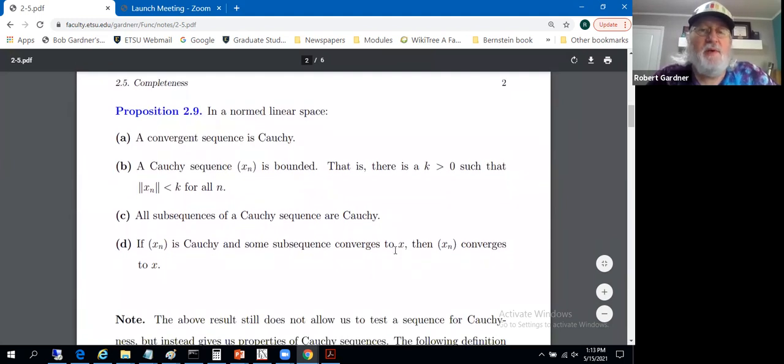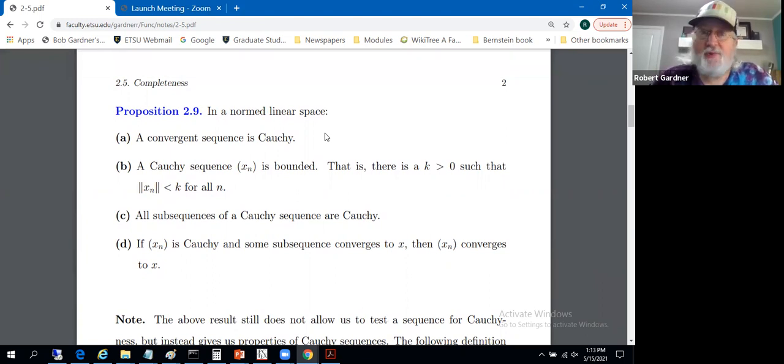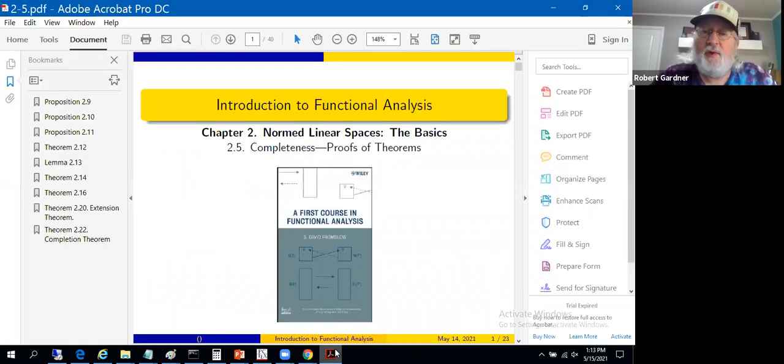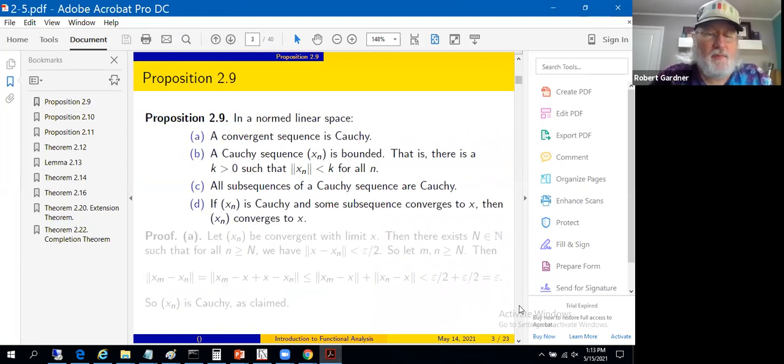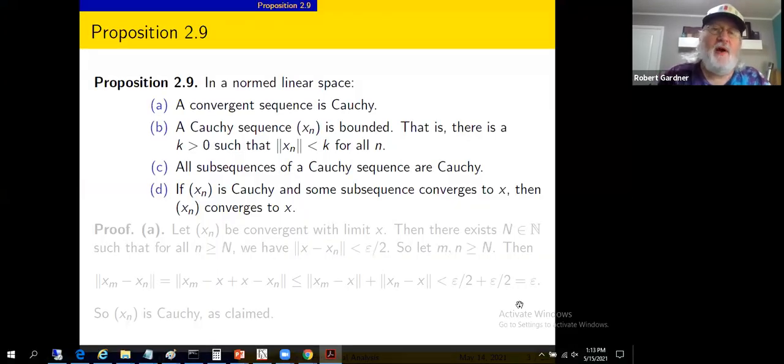Some properties of normed linear spaces, really some properties of Cauchy sequences in normed linear spaces. So, 4 properties of Cauchy sequences in normed linear spaces. I don't think we addressed completeness in this particular statement, but completeness is going to play a giant role in what follows. Okay, so let's go through the proof of proposition 2.9. First claim, as mentioned earlier, a convergent sequence is Cauchy.